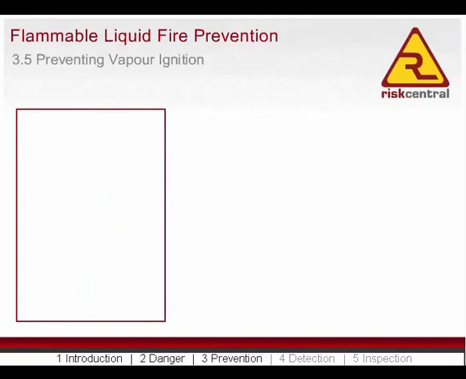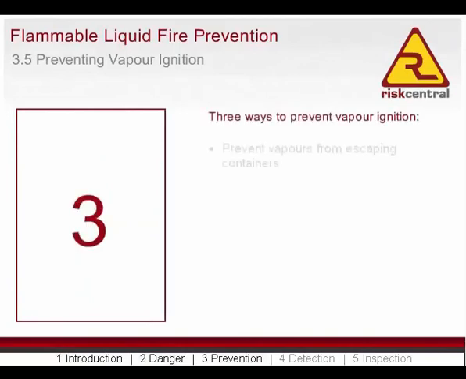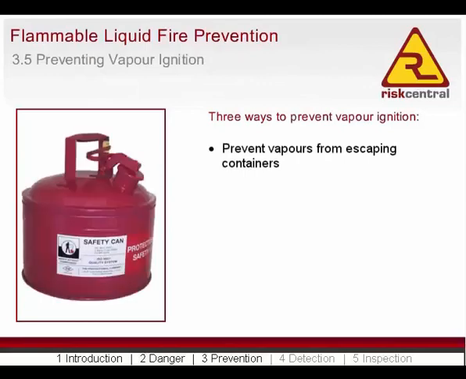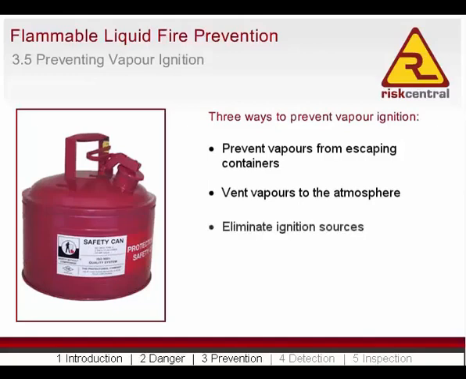Vapour ignition. There are 3 common ways to prevent vapours igniting. Prevent vapours from escaping their containers. Venting vapours from a building or an enclosure to atmosphere. Eliminate ignition sources in areas which could potentially ignite vapours. Normally, we try to use as many of them as we can. Preventing vapours escaping their containers is as easy as making sure that appropriate containers are used and that containers are properly sealed when not in use.